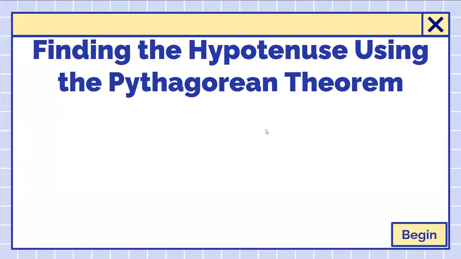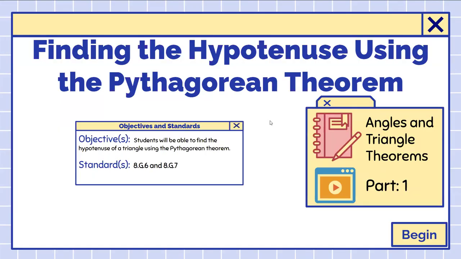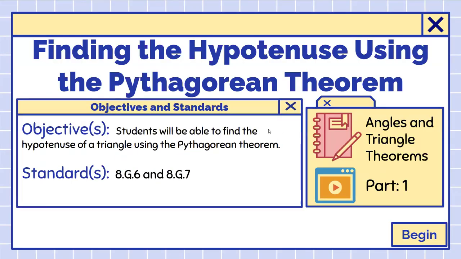Hello, scholars, and welcome to our lesson on finding the hypotenuse using the Pythagorean theorem. This is in angles and triangle theorems, and the goal is that you will be able to find the hypotenuse of a triangle using the Pythagorean theorem.